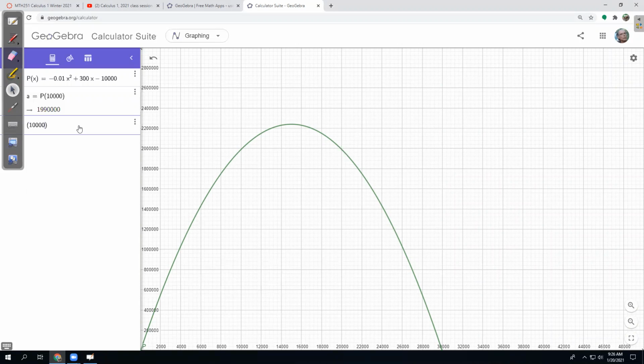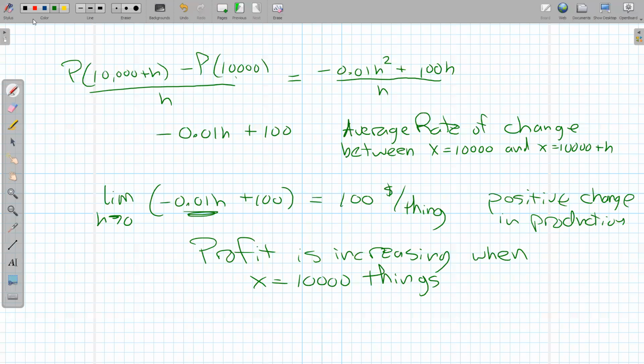And we were considering the point 10,000, comma, P of 10,000. So there's that point right there. And we found the slope at that point. So if you want to do a tangent line, if you wanted to see that rate of change as a line, the quick way to go about that is to use the point-slope formula, which is y minus y1 equals the slope times parentheses x minus x1. So let's take a look at that.